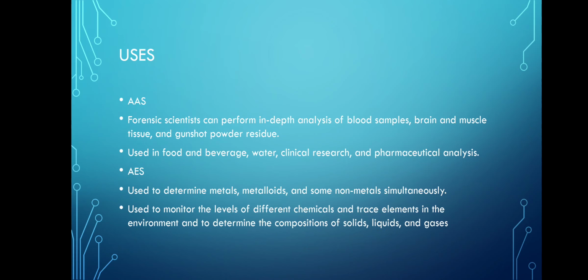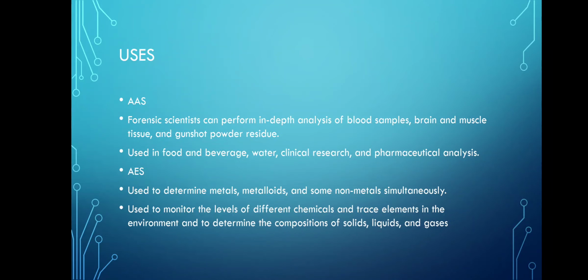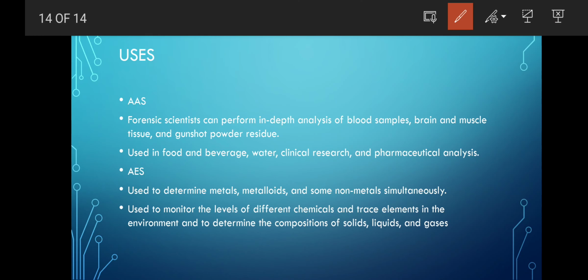Then the uses of both spectroscopies. Atomic absorption can be used to do in-depth analysis of blood samples, brain and muscle tissues, and also gunshot powder residue, the GSR. Then it is used in food and beverages, water, clinical research, and also in pharmaceutical chemical analysis.